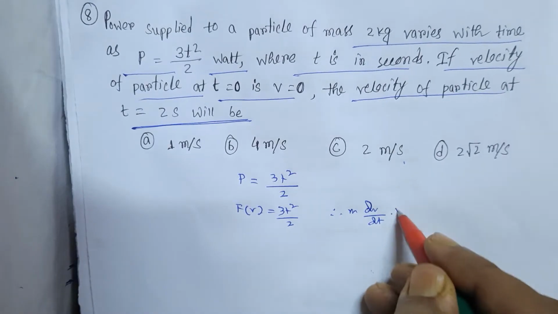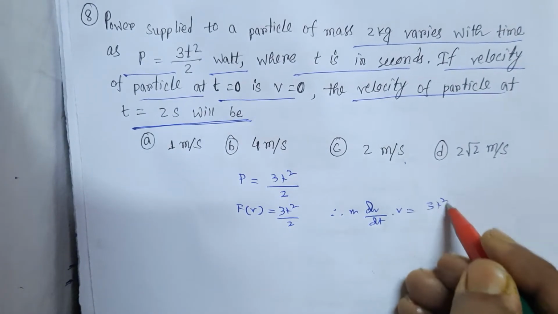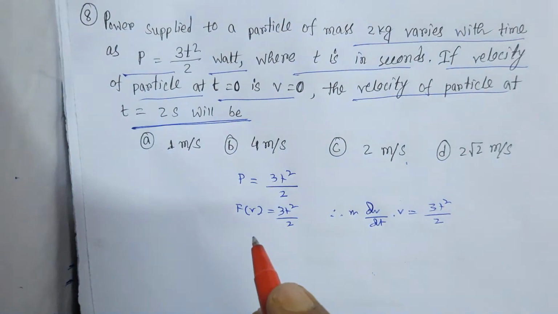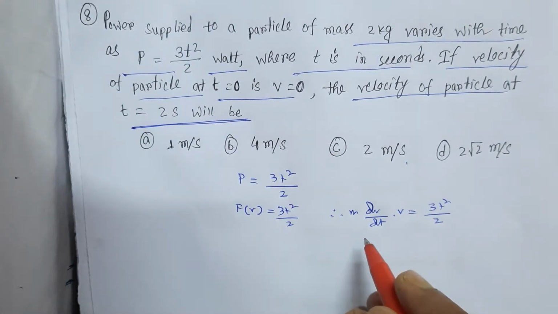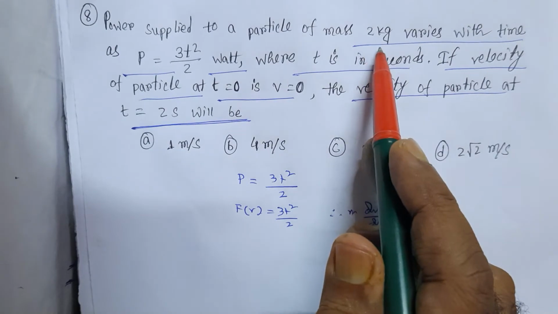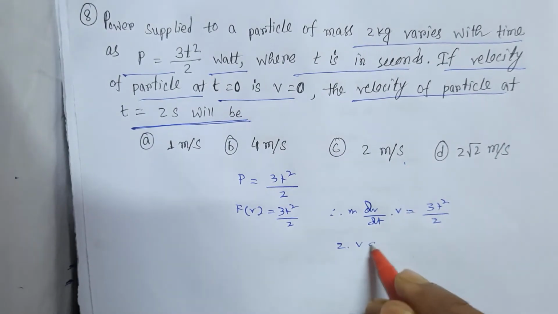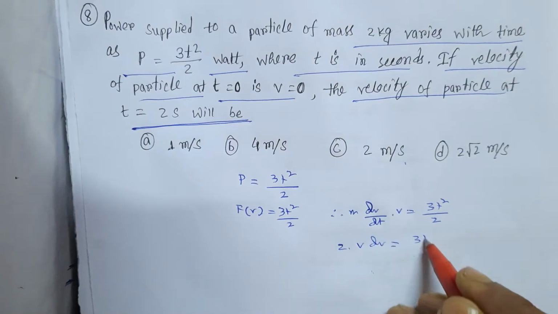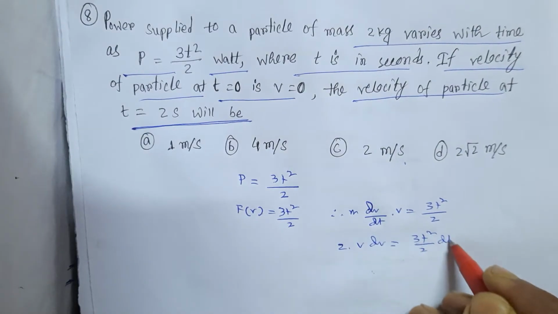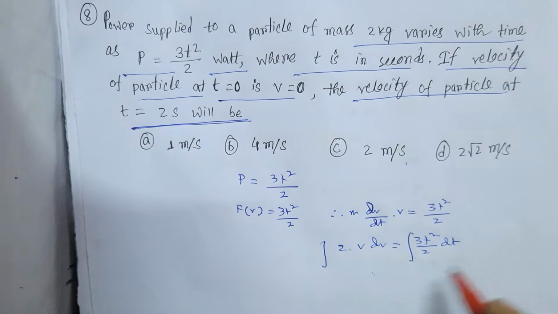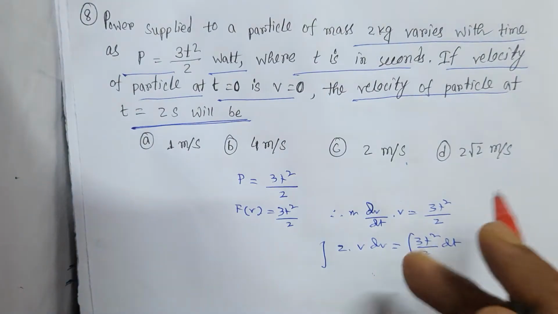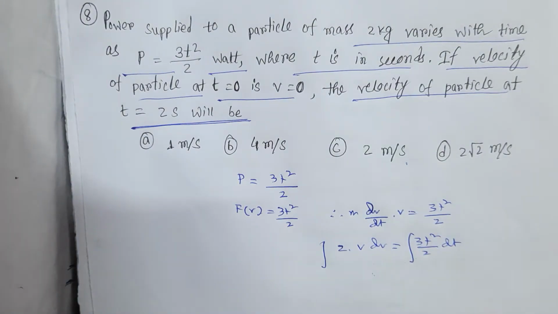m dv/dt into v equals 3t square by 2. So separation of variables yields us m, the 2 kg mass, m into v dv equals 3t square by 2 into dt. And we have to integrate to find the relation between velocity and time.